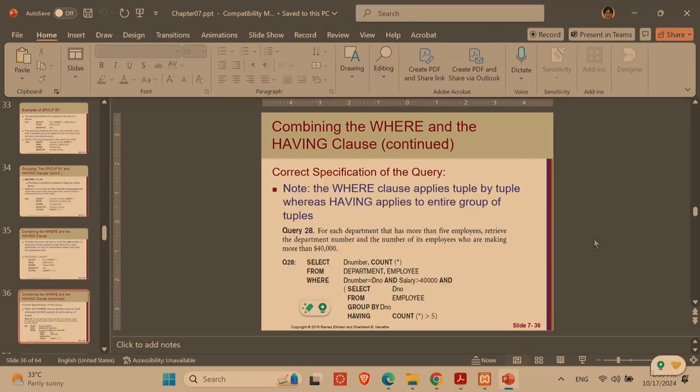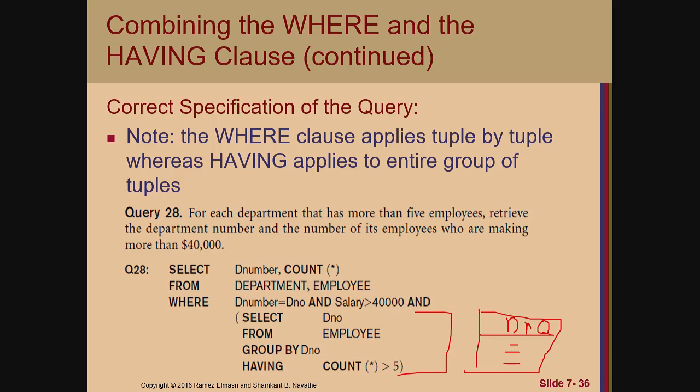But the correct one is like this. Correct the specification of the query. Note that the WHERE clause applies tuple by tuple, whereas HAVING applies to an entire group of tuples. So from this query, we want to, and then we use the condition AND.